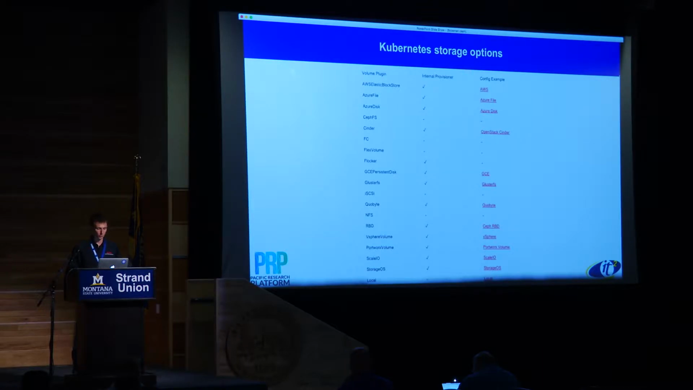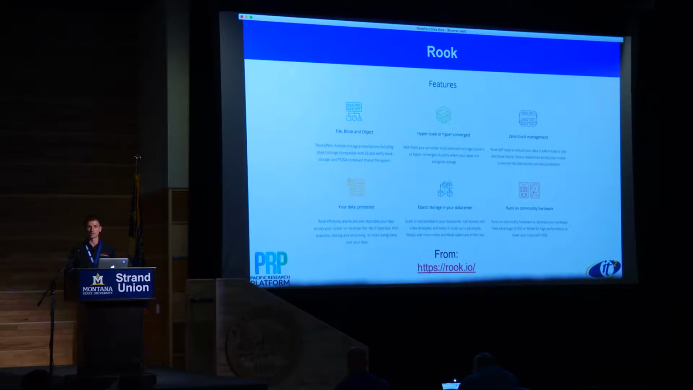Here is the list of volume options from the Kubernetes documentation. You can see AWS, Azure, and Google, GCE persistent disk. Also, there is GlusterFS and some proprietary storage like vSphere, and so on. But also there is a solution not included in the Kubernetes documentation for some reason. They are now trying to become standard, and I think they're making good progress on that. It's called Rook, and Rook is a wrapper for the Ceph file system.